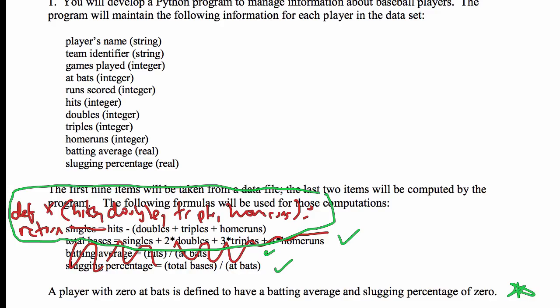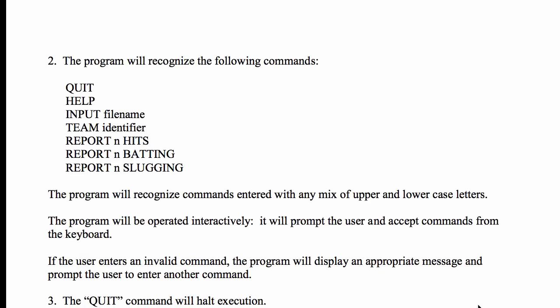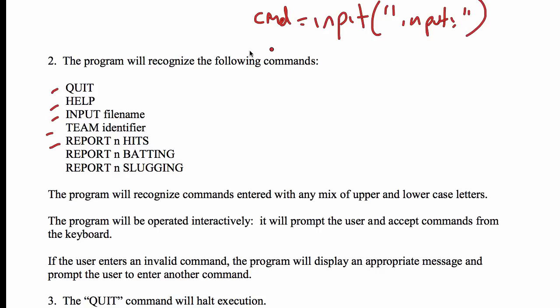But there you go. So now we've seen how to sort of build a list of lists and how to get the individual elements out of there. The final piece of this project is that you now need an interactive way to handle all this data. And so we have a bunch of commands: quit, help, input, team, report, and so on. And so what do you need? Well, you're going to need to input a command, input, give me something, input, blah blah blah, right? And then what are you going to do?